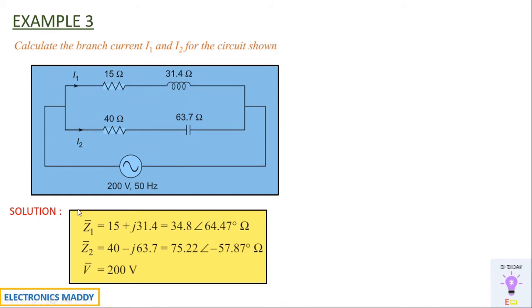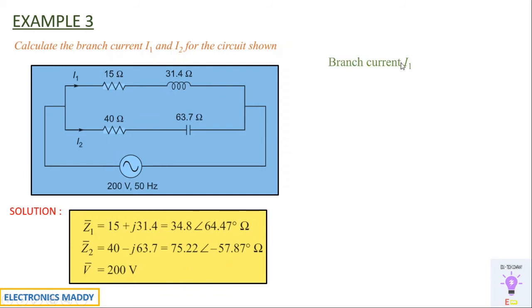All right, so these are the given data. Z1 bar, Z2 bar is given. We'll be representing them both in rectangular and polar form. We know that V bar is 200 volt. Z1 bar, we know that R plus J into XL, that is 15 plus J into 31.4, straightforward. So I've taken this as given data. Up till this point you will be able to solve it straight away.